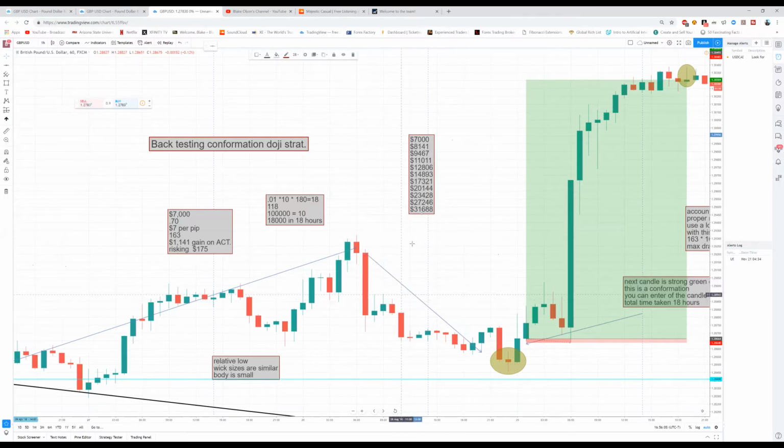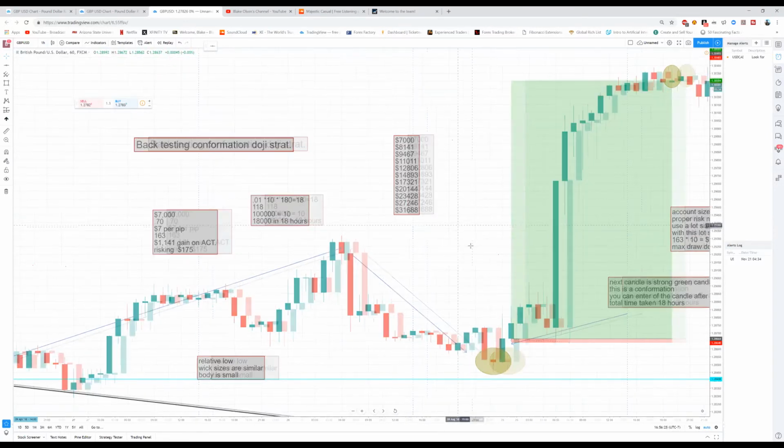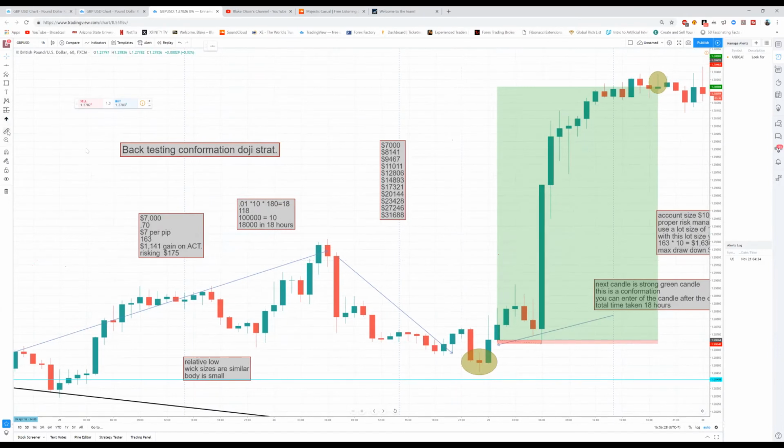$31,688. Yep, that's 10. So 10 similar trades to this one, and our $7,000 account using proper risk management, compounding every time, we'd have $31,000. And again, this trade only took, if we exit right there, which again is not the first place to hit that price level. I'm trying to be as realistic as possible.